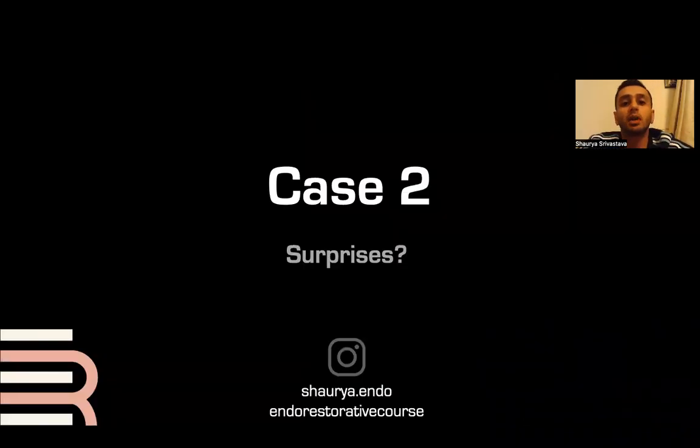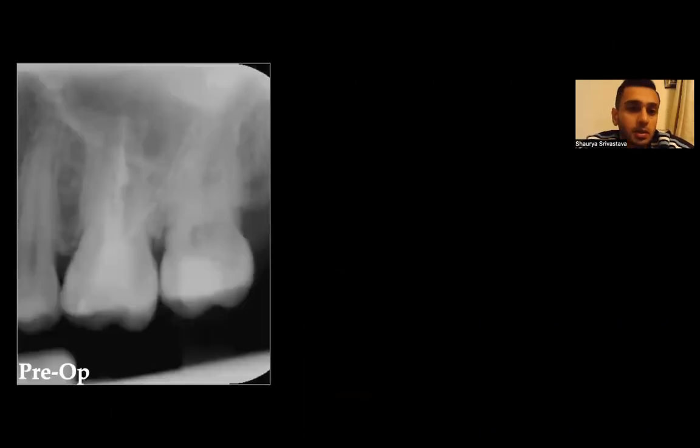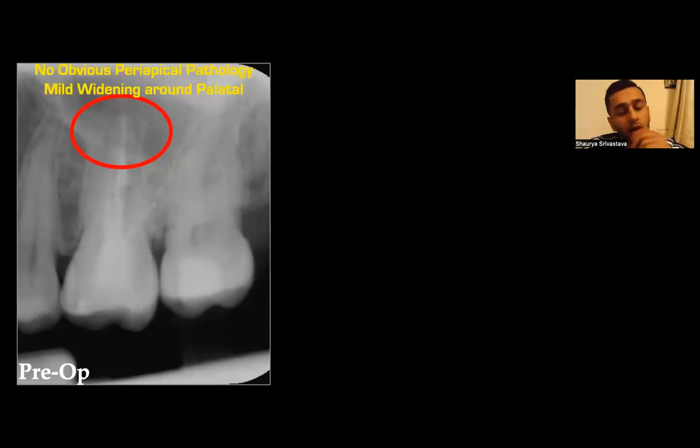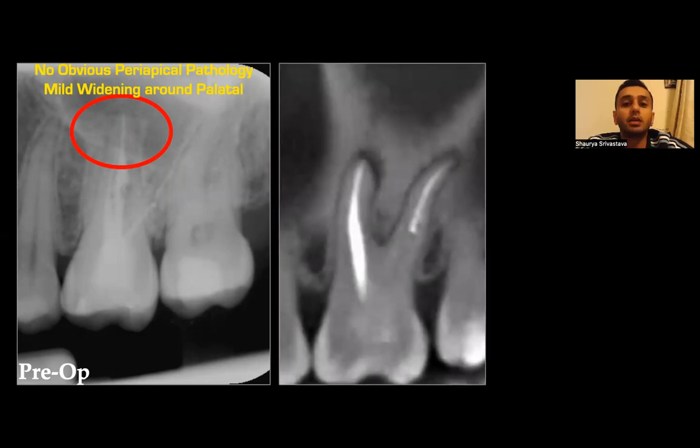Right. So case 2, surprises. This was another case, upper left 6 again. As you can see here, there's no obvious periapical pathology. There's mild widening around the palatal canal. The endo is very suboptimal. All the root fillings are not done well enough. But when we look at the scan here, the mesial has a lesion, the distal has a lesion. And when you look at the 2D again, you can barely see the distal root.